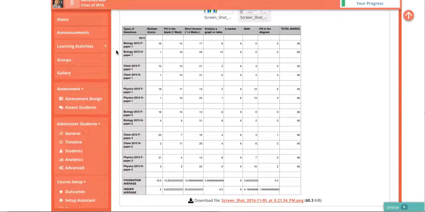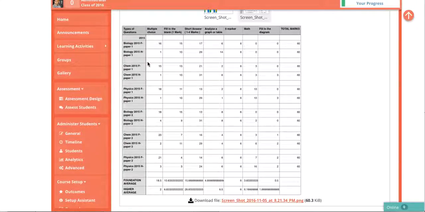I'll be going through Biology 2015 to explain it, and you can look at the rest of the papers on your own. The first one is the foundation paper, shown with an F. There's 16 multiple choice, 15 of those one-word fill-in-the-blank styles, 17 short answer questions, 6 things to do with analyzing a graph or table. Biology does have more of these than any other subject. One 6-mark answer, and no maths and no fill in the diagram.